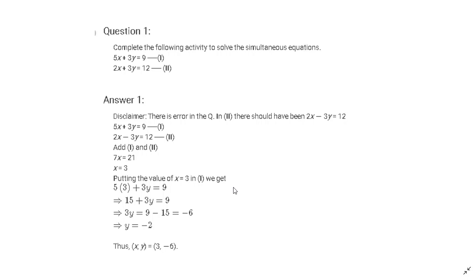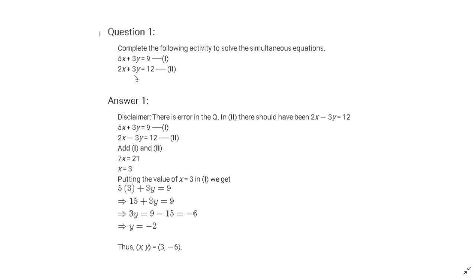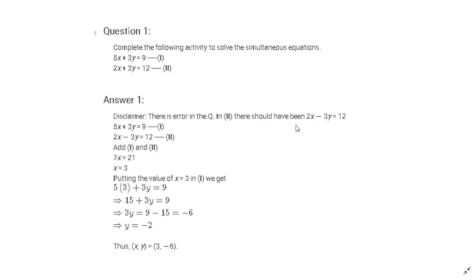12. The problem is there is one error in this question because in the book they have written plus 3y, which should actually be minus 3y. So everyone should correct this error in the textbook. After correcting the equation, 5x plus 3y is equal to 9 is the first equation. 2x minus 3y is equal to 12 is our second equation.